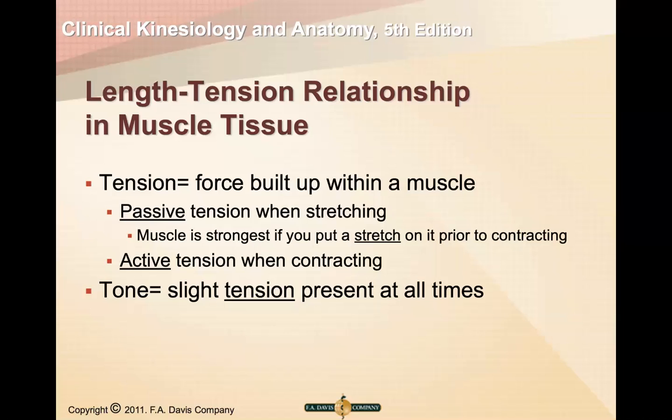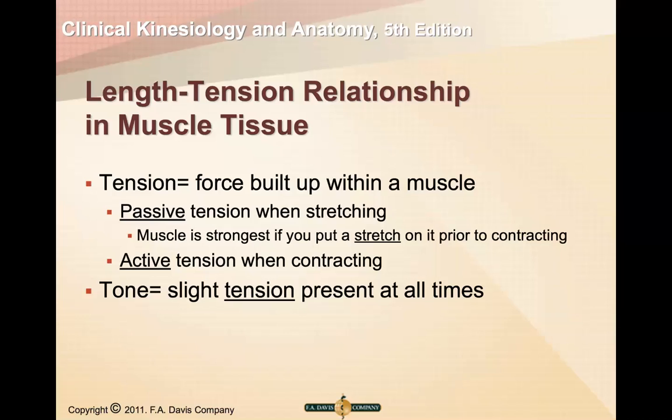Now, let's go back to active tension for a second. This says active tension when contracting. There's active tension, obviously, if I'm lifting a dumbbell with my hands and I'm doing a bicep curl, that's active tension because I'm shortening my biceps. I think you all understand that.